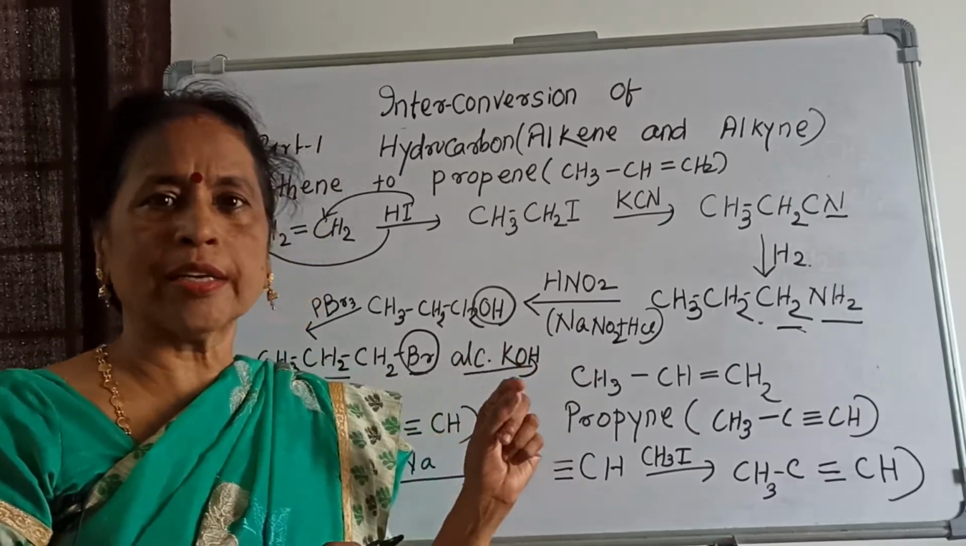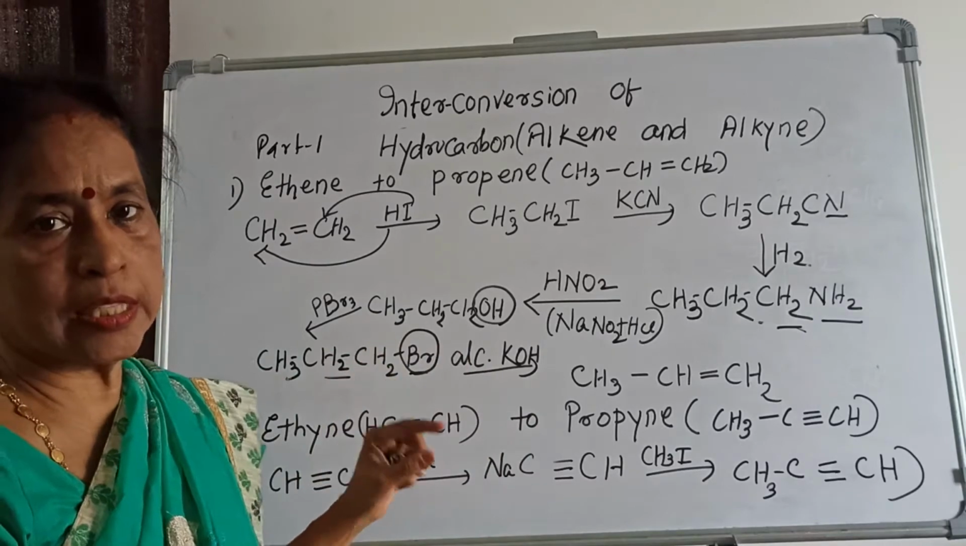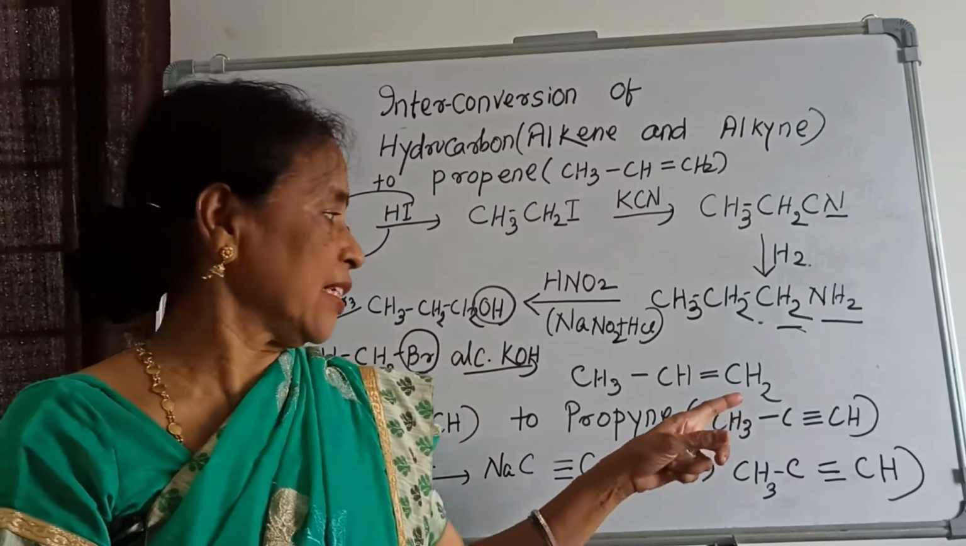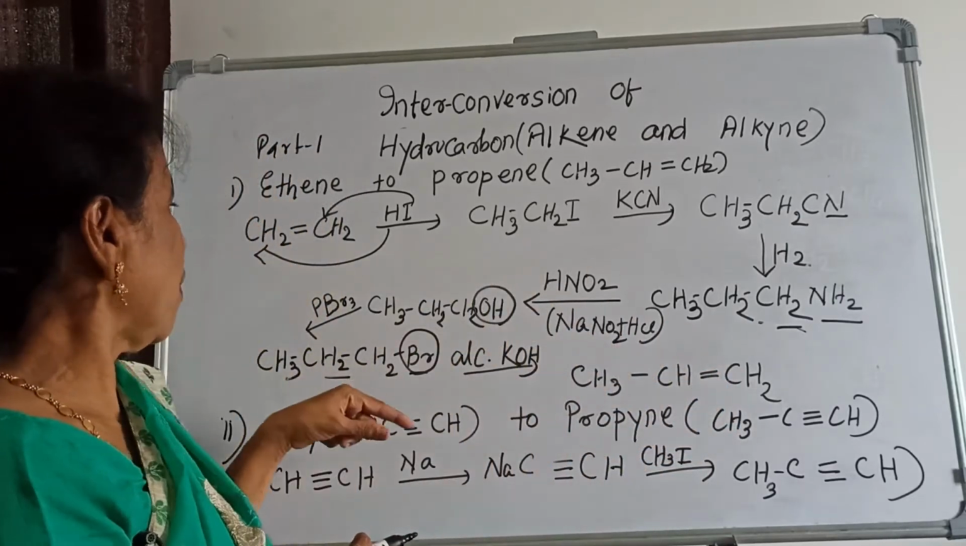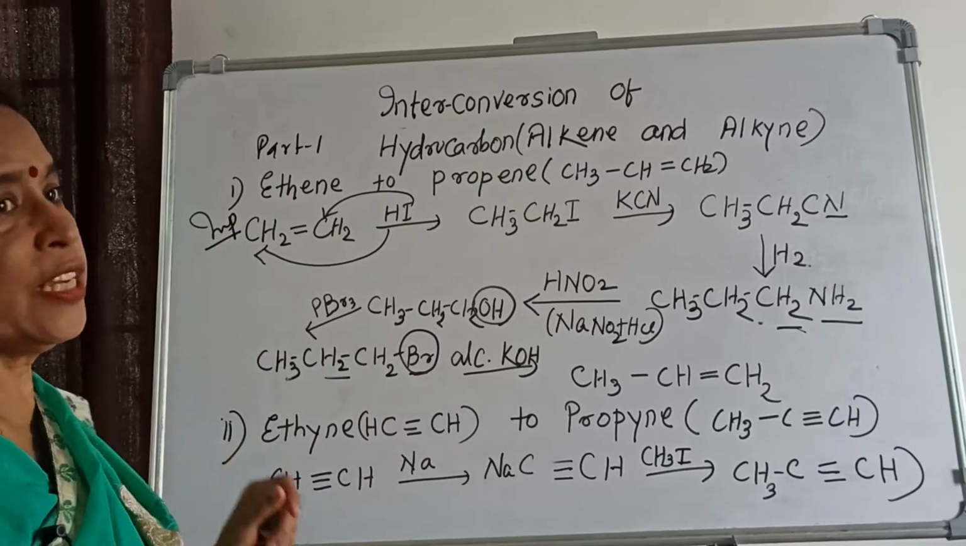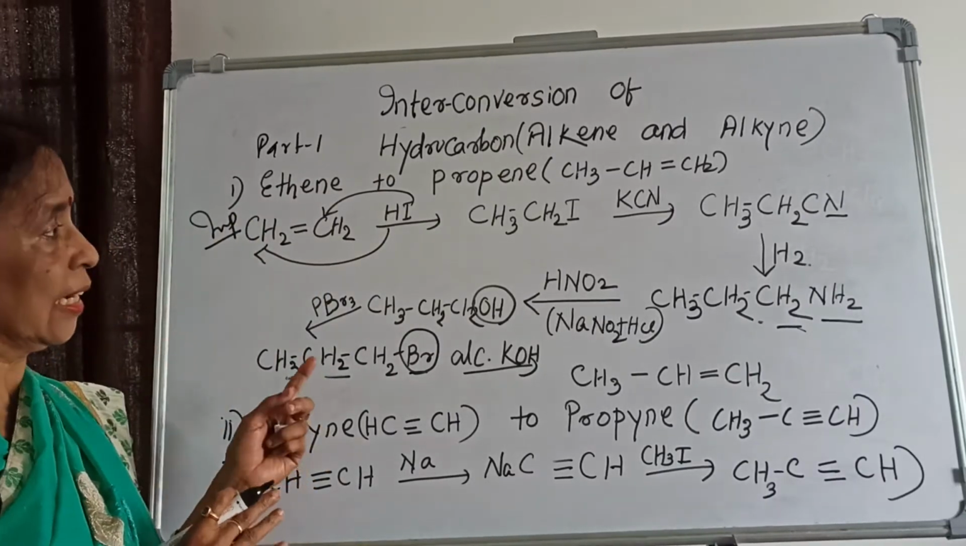Alcoholic KOH, never write aqueous KOH, because with aqueous KOH the product is alcohol, whereas with alcoholic KOH the product is alkene, and this is very, very important. So you should remember almost all the reactions used here. I think it is clear.